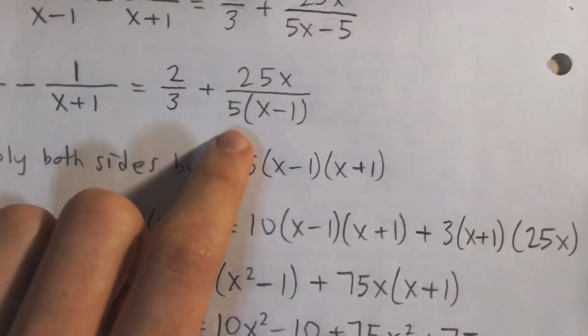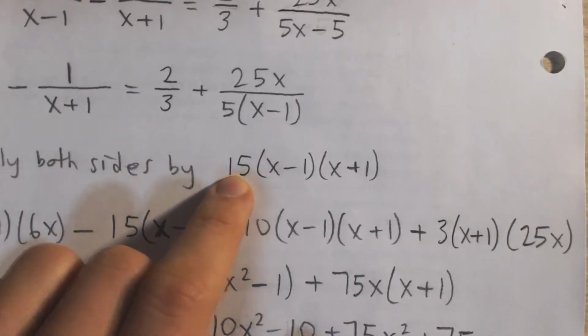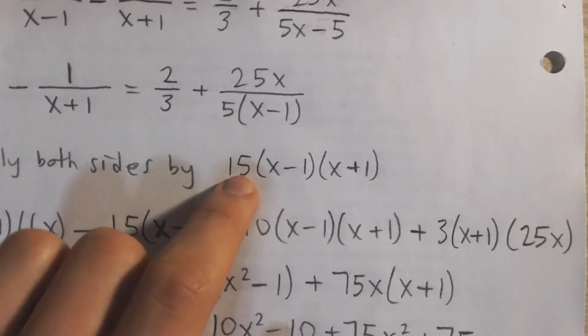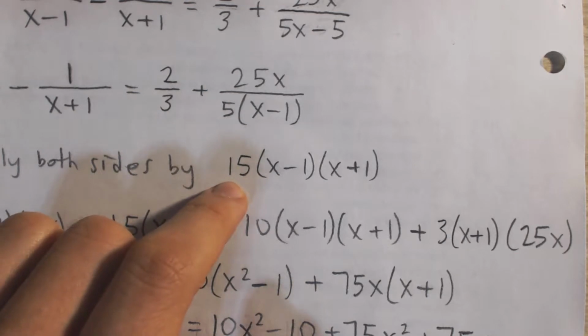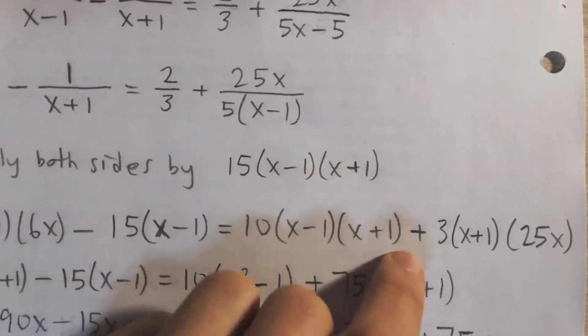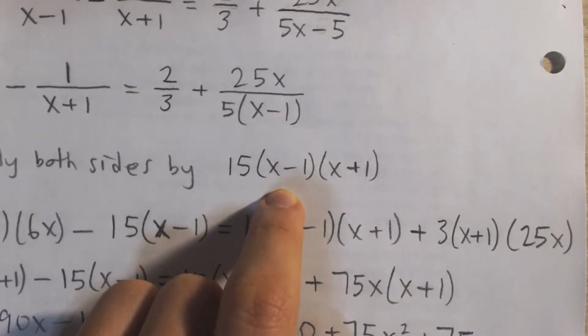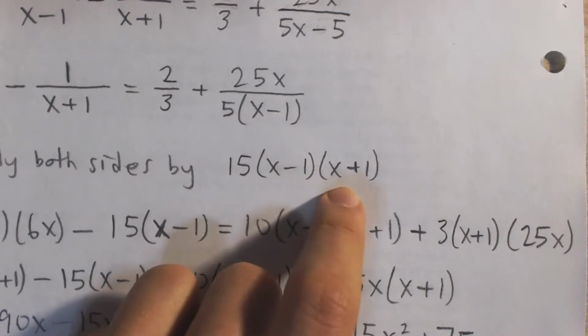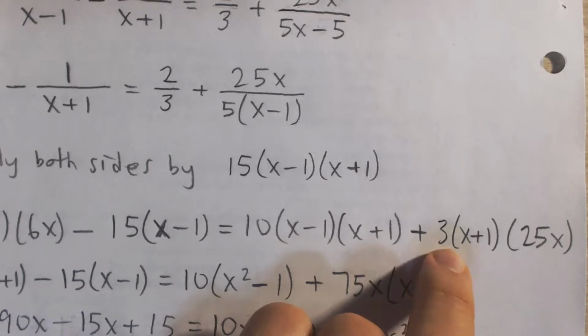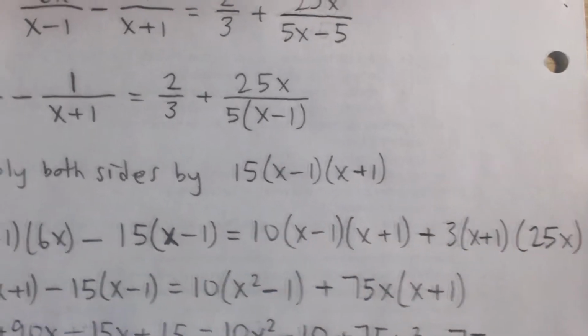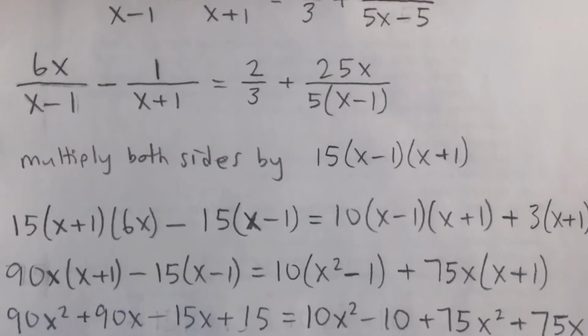And finally, the last term, the 5 will get canceled. So all we're going to have is a 3 here, right? 15 divided by 5 is 3. So we're going to have 3 times 25x. And notice the x minus 1s will cancel when I multiply it, but the x plus 1 will not. So we're going to have 3 times x plus 1 times 25x. So we have a lot of terms here.